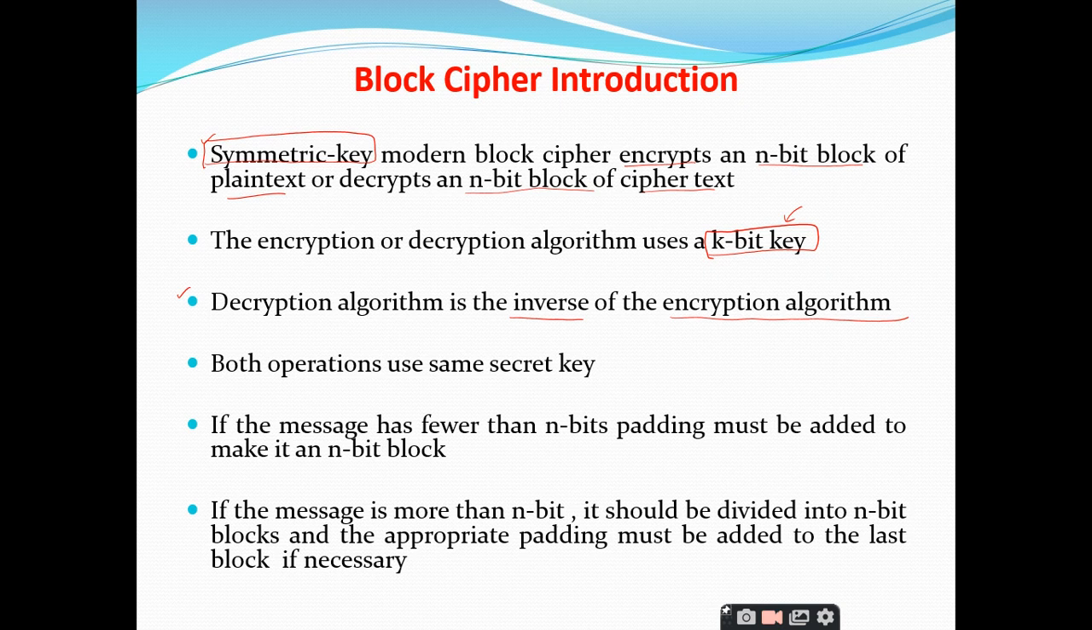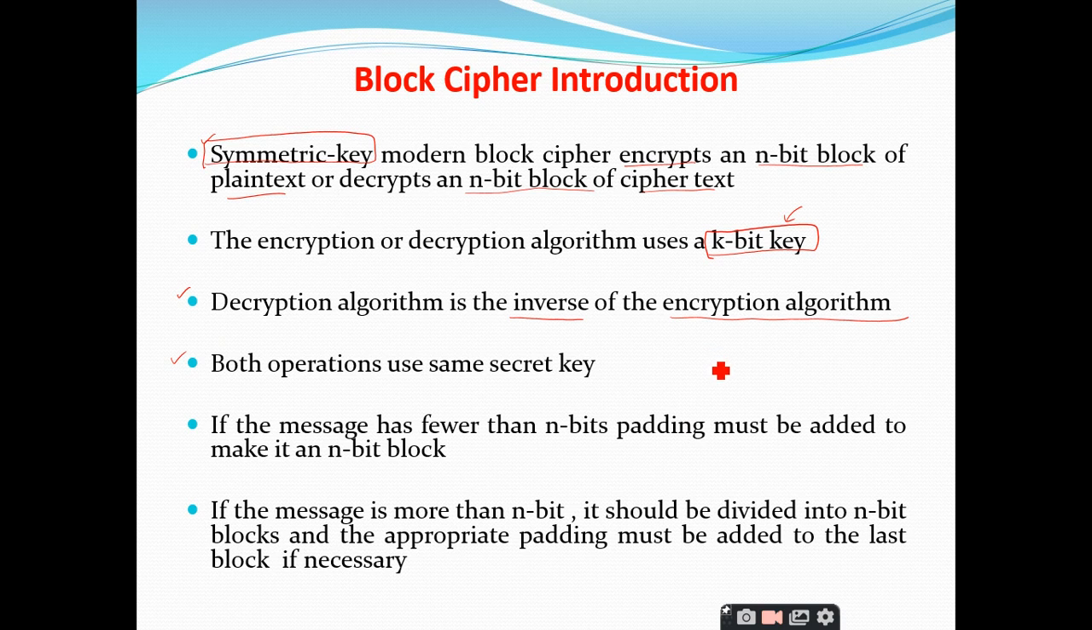Uses same key, sir. Right, both encryption and decryption use the same key. The point should be very clear, right? Saying it uses the same key does not give any meaning. So you should say that encryption and decryption both make use of the same key, the secret key. Such types of algorithms we call symmetric key algorithms, right?